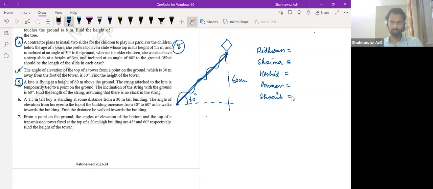Sir, the length of the string is 40√3 meters. 40 root 3. Good, Shaima. So Shaima has got 40 root 3.